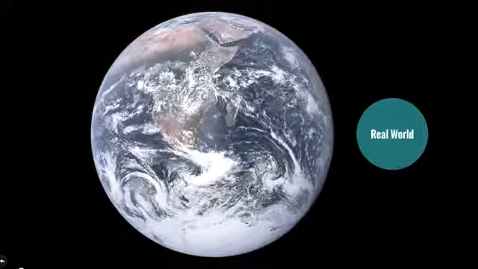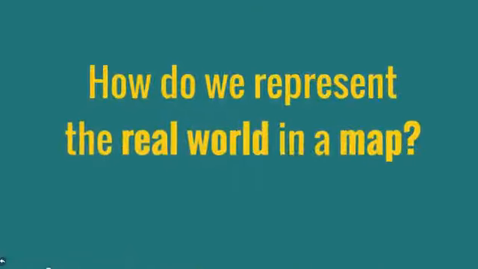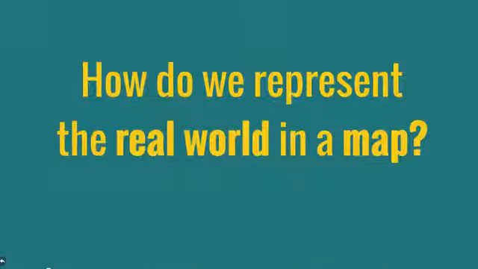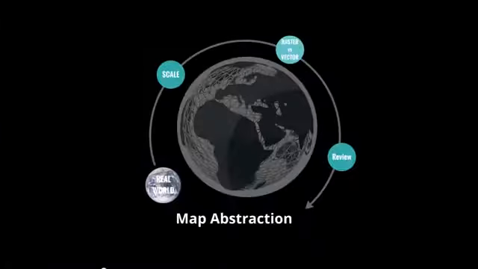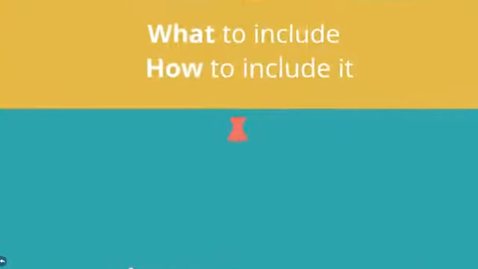The process by which we take real-world phenomena and transform them so they can be represented as a map is called map abstraction. Now, there are a range of decisions and choices that we must make when performing map abstraction. One of the first choices we must make whenever we create a map or construct a database for geographic information systems is what to include within our map and how do we include it.